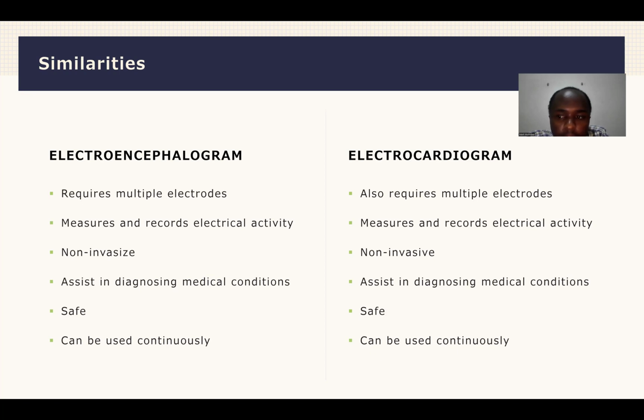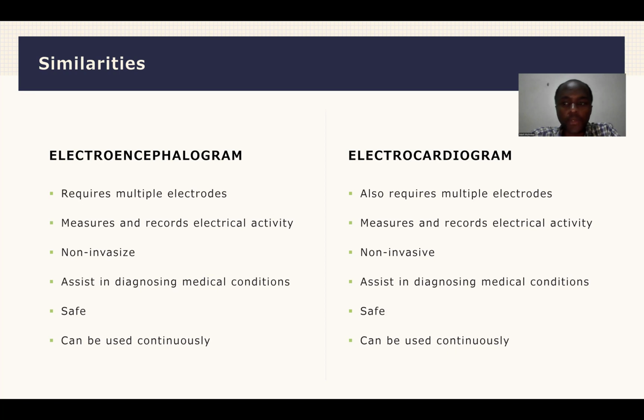The electroencephalogram basically requires multiple electrodes. And then the electrocardiogram also requires multiple electrodes. So what I'm trying to say is that both the EEG and the ECG use multiple electrodes to capture electrical activity.